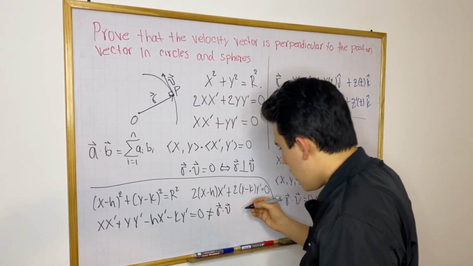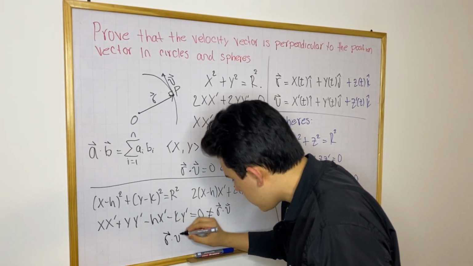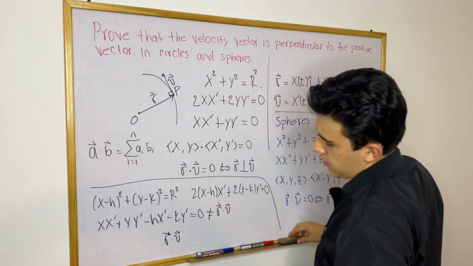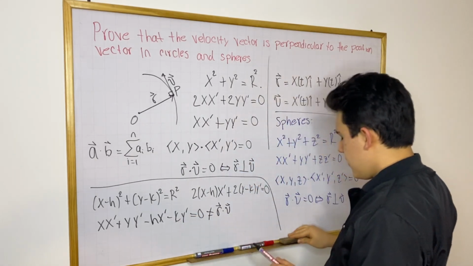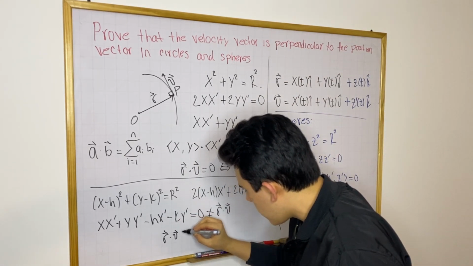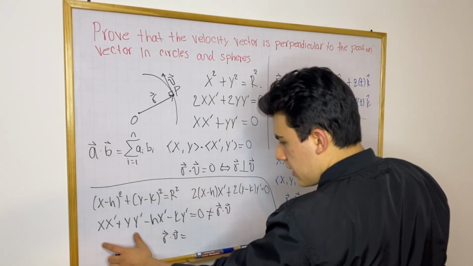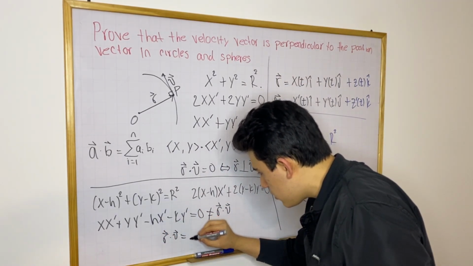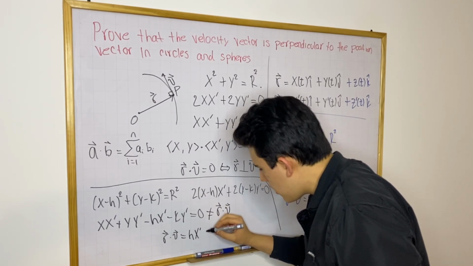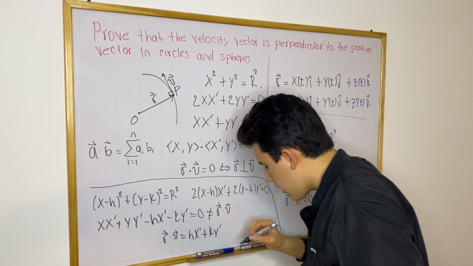Well, that means that r dot v is actually going to be... sorry, it's kind of bad writing, so let me do it again. So r dot v is kind of hard to write down here, but what does this mean? Well, this means that r dot v is now going to be equal to h x prime plus k y prime.